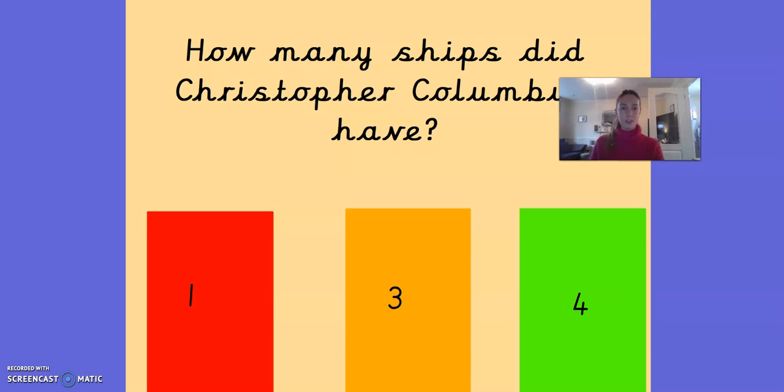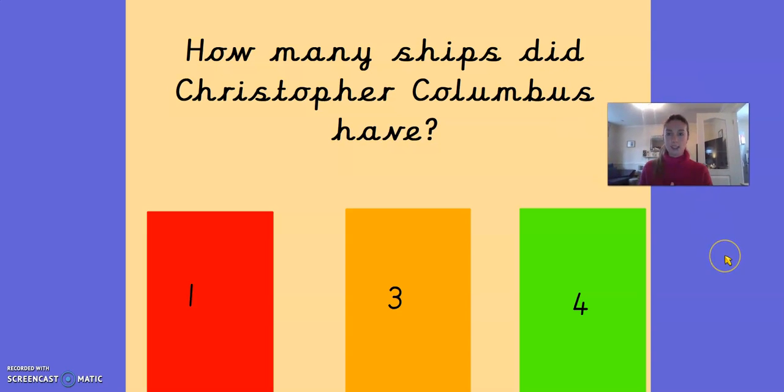Okay, history question next. How many ships did Christopher Columbus have? And even your extra challenge could be, can you name them? How many ships did Christopher Columbus have? So this time you've hopefully said the orange one. Christopher Columbus had 3 ships, and they were called the Nina, the Santa Maria, and the Pinta.